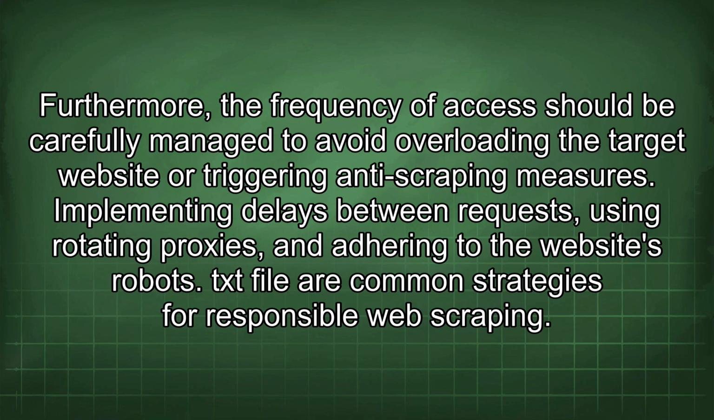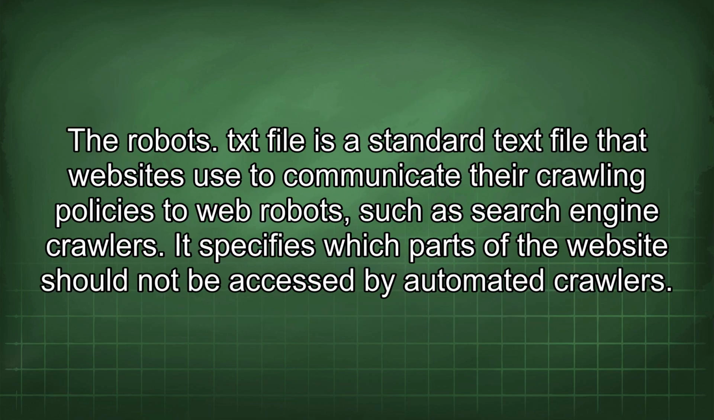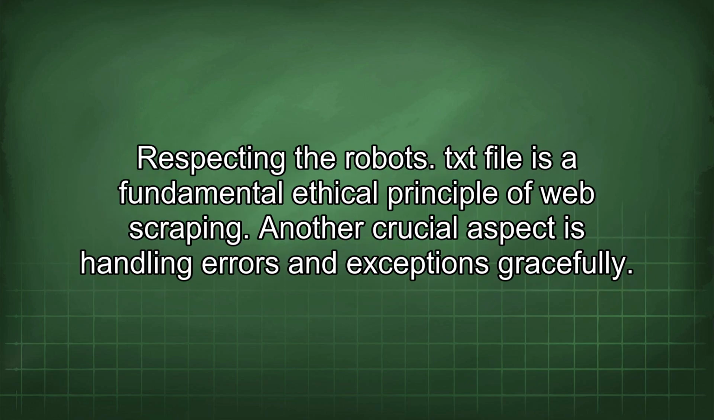Furthermore, the frequency of access should be carefully managed to avoid overloading the target website or triggering anti-scraping measures. Implementing delays between requests, using rotating proxies, and adhering to the website's robots.txt file are common strategies for responsible web scraping. The robots.txt file is a standard text file that websites use to communicate their crawling policies to web robots, such as search engine crawlers. It specifies which parts of the website should not be accessed by automated crawlers. Respecting the robots.txt file is a fundamental ethical principle of web scraping.